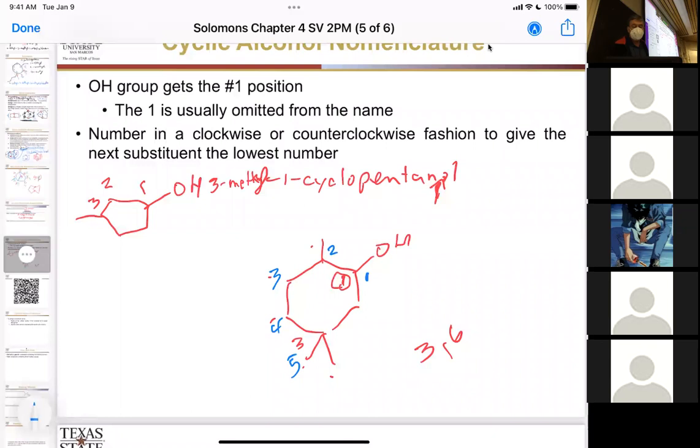But so what we're going to end up with is 2,5,5-trimethyl, because we get to aggregate all the substituents that are the same kind together. Then we're going to do cyclohexanol.